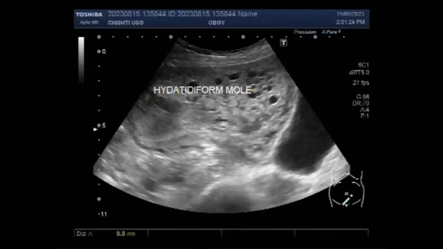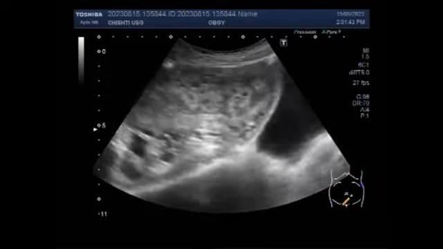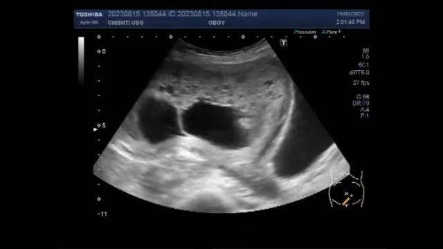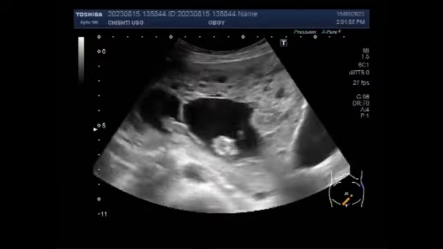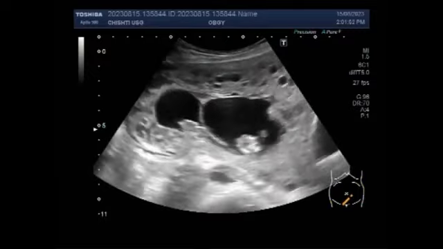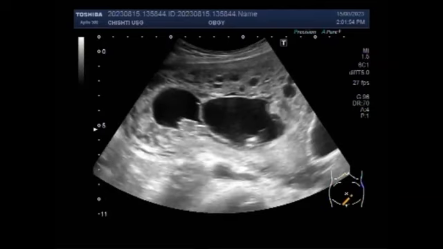In a complete mole, the ultrasound findings include a heterogeneous mass in the uterine cavity with multiple anechoic spaces, most commonly referred to as snowstorm appearance. These small cystic areas are typically the hydropic villi. Now you can see both the gestation sacs and fetuses are also seen in their interior.